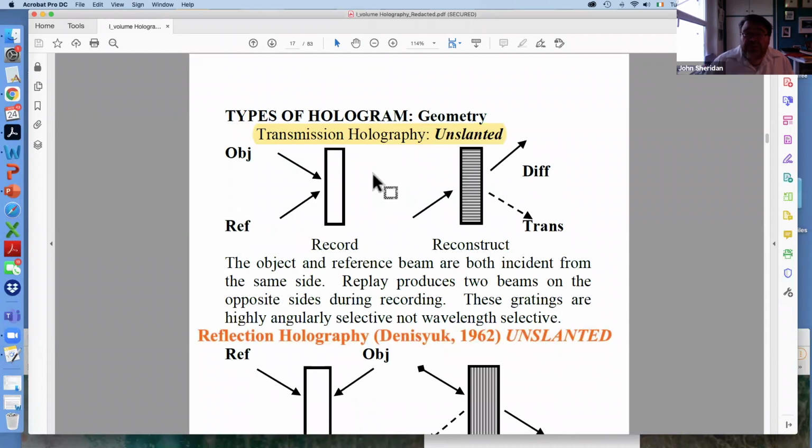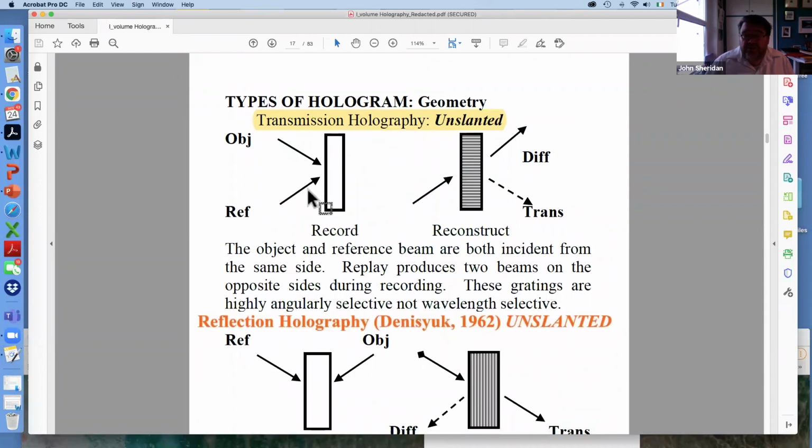And talk about two types of holograms. The transmission hologram I just spoke about.